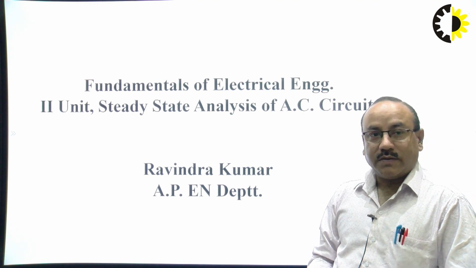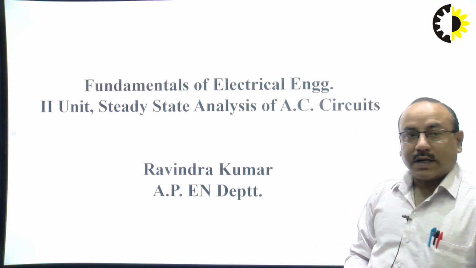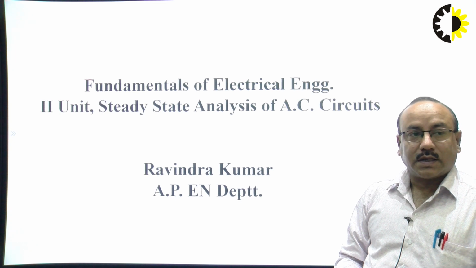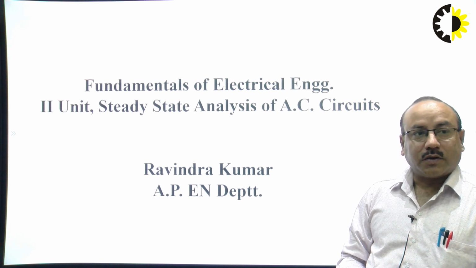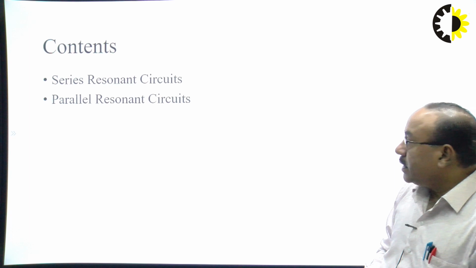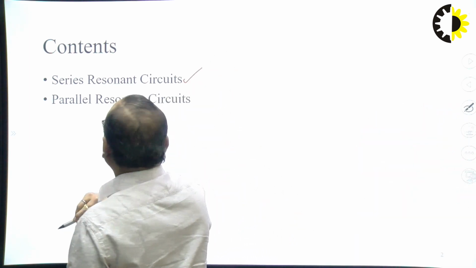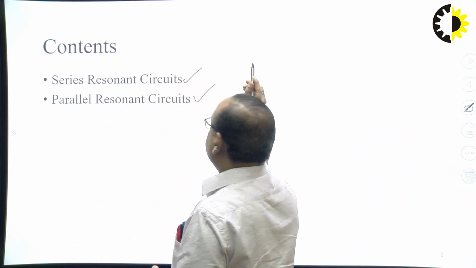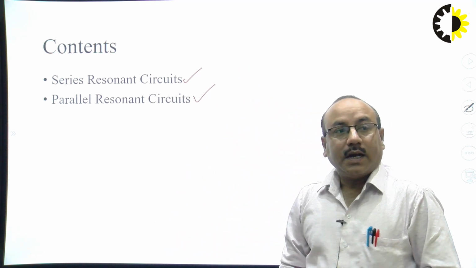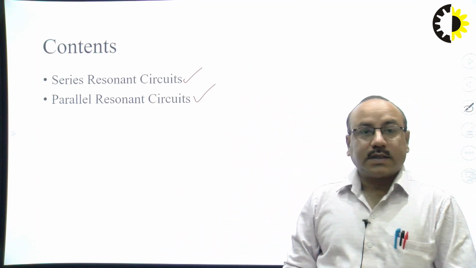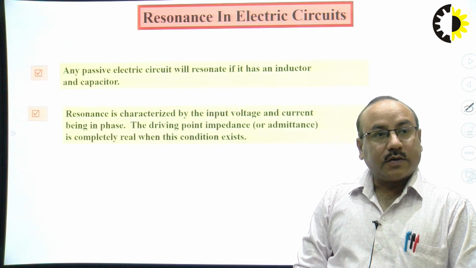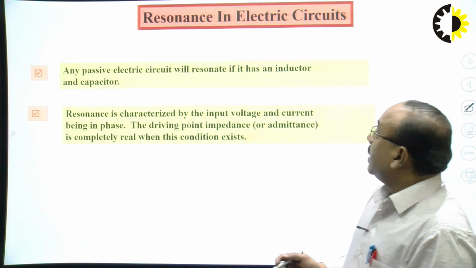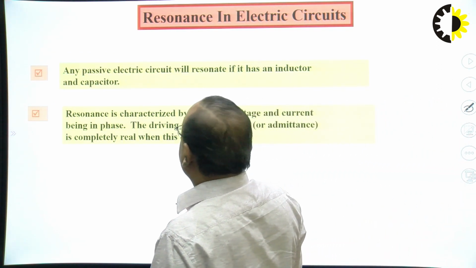So, in this we will discuss series and parallel resonance, what are those resonance in AC circuit and how the circuit behaves under these conditions. So, if we see it, these are the contents: series resonant circuit, that will be discussed under this, and parallel resonant circuit. So, first thing is we discuss what is resonance and then what is series resonant and parallel resonant circuits. So, if we say it, resonance in electric circuit, how can it be taken?